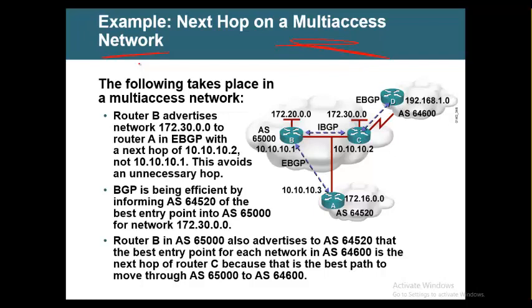See the second paragraph. B is being efficient by informing router A of the best entry point into AS65000 for network 172.30.0.0. So this is, again, I'm telling you, a default behavior. Whenever you see a layer 2 switch connected, this is how we should understand it, not the other way.